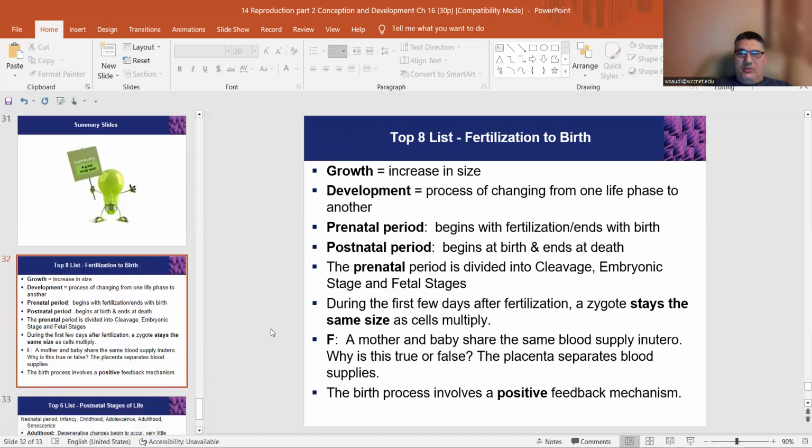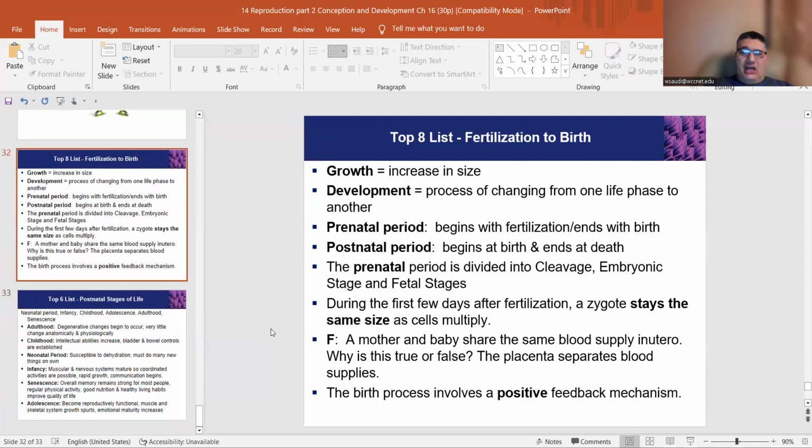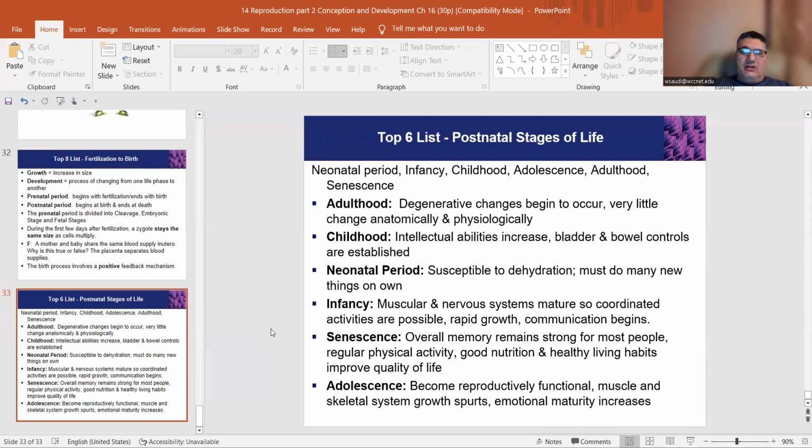So as usual, this is repeating what we talked about already: growth, development, prenatal, postnatal, positive feedback during childbirth and during breastfeeding. We briefly talked about the different stages, and we don't need to know the details, just know how it goes from neonatal, infancy, childhood, adolescence, adulthood, and senescence. So this is basically what we need to know with this chapter.